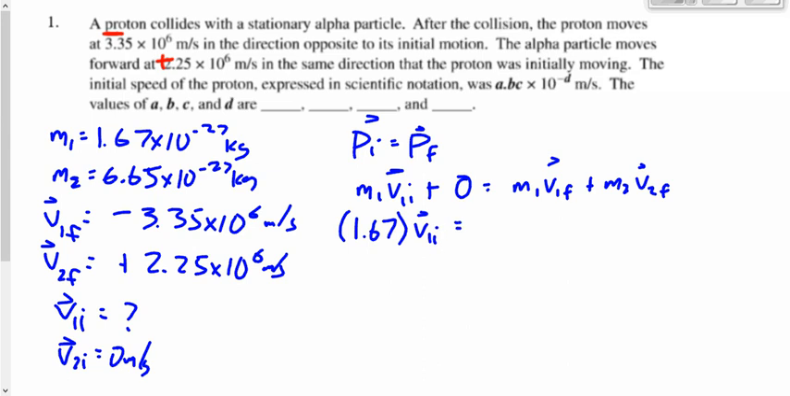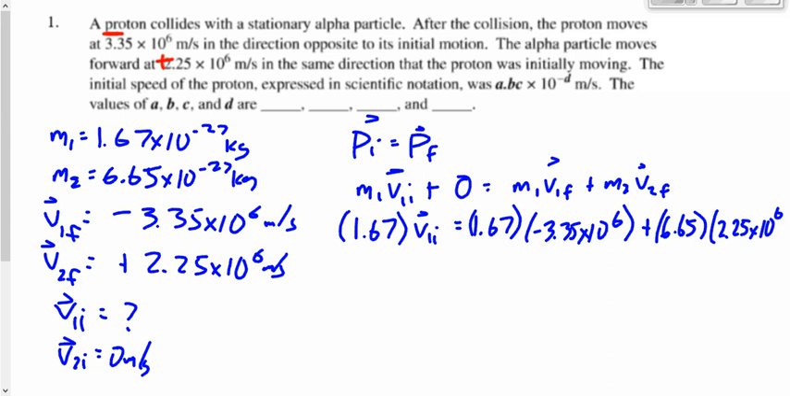Equals M1, 1.67 times 10 to the minus 27 kilograms times V1F. Whoops. Oh, I can't do it. I can't put it in one place and not put it in somewhere else, right? I've either got to cancel it or not cancel it. 1.67 times V1F is negative 3.35 times 10 to the 6. M2 is 6.65 times V2F, which is 2.25 times 10 to the 6.